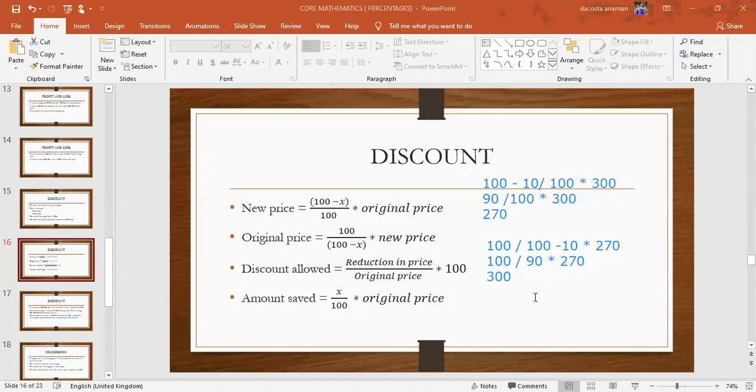Now, if you are being given the new price and the original price, and you are being asked to find the discount that was allowed. So in this instance, I'm seeing 352 cedis. Please, how did you get the 352 cedis?